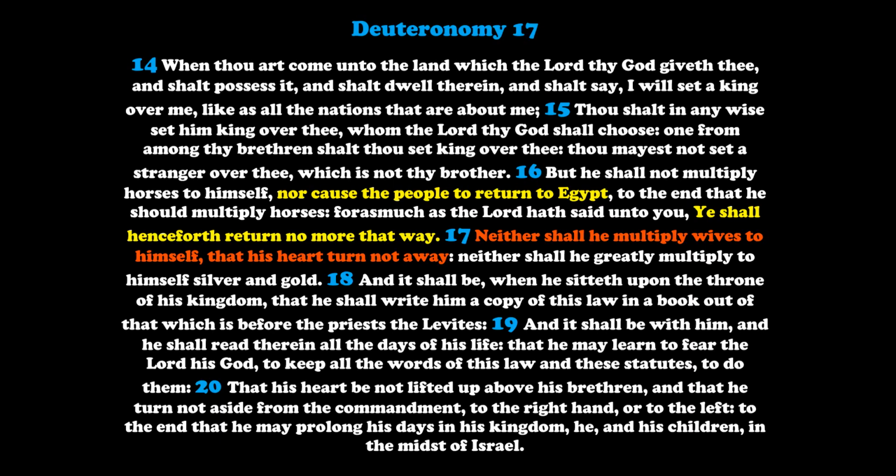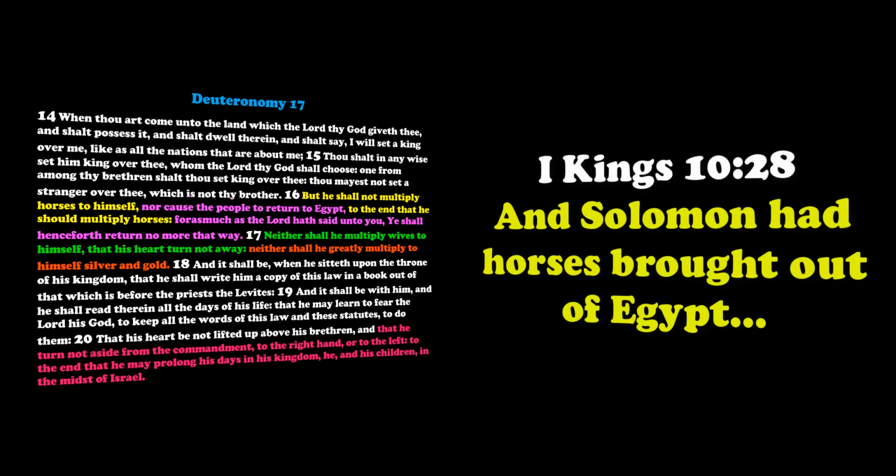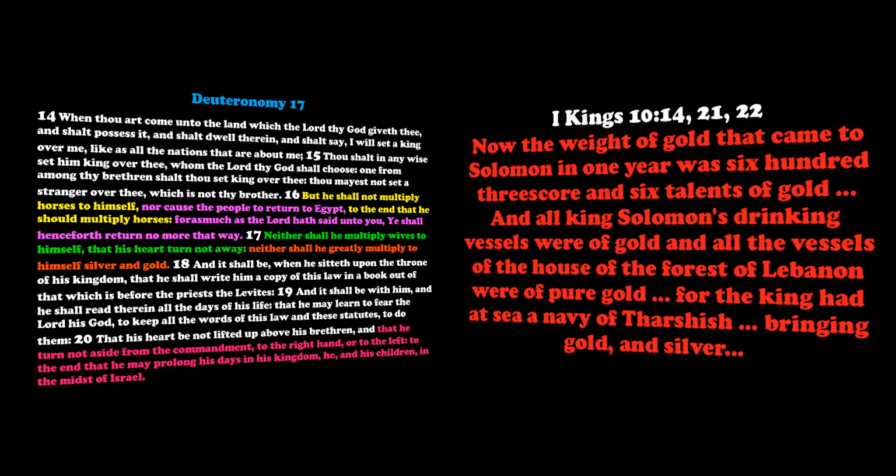In fact, everything that God told kings not to do in Deuteronomy 17, Solomon did. He said not to go back to Egypt for horses. 1 Kings 10:28 says that Solomon had horses brought out of Egypt. God told kings not to multiply silver and gold. But in 1 Kings 10:14 and 10:21, it says that the weight of gold that came to Solomon in 1 year was 636 talents of gold. And all King Solomon's drinking vessels were of gold, and all the vessels of the house of the forest of Lebanon were of pure gold. For the king had at sea a navy of Tarshish, bringing gold and silver.